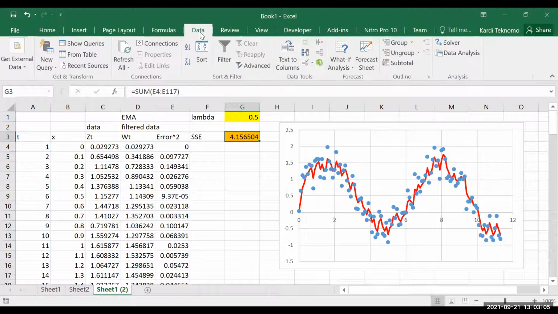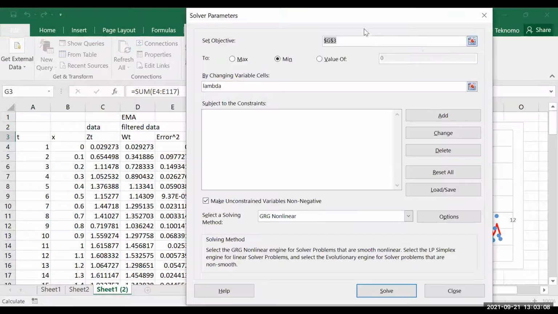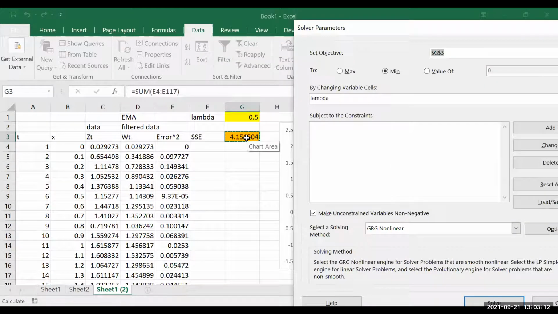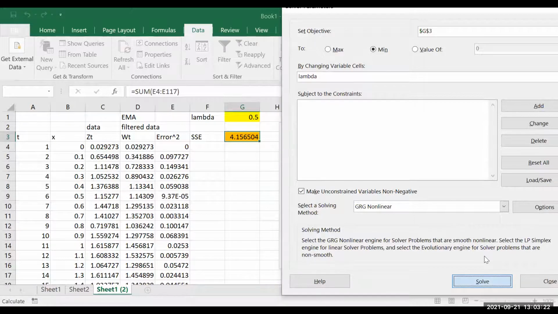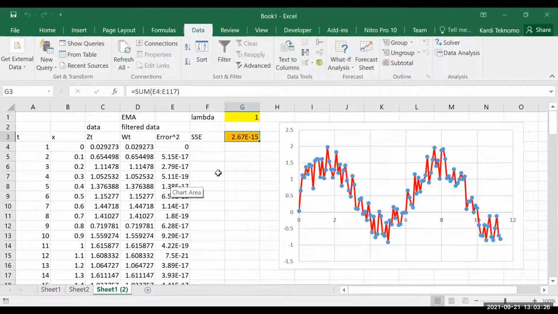To do that, you use Solver. Set the objective value as the SSE here, G3. You set it to minimize by changing lambda. So I solve, and I got zero. In this case the result is not that good, because the SSE is zero and lambda is one.